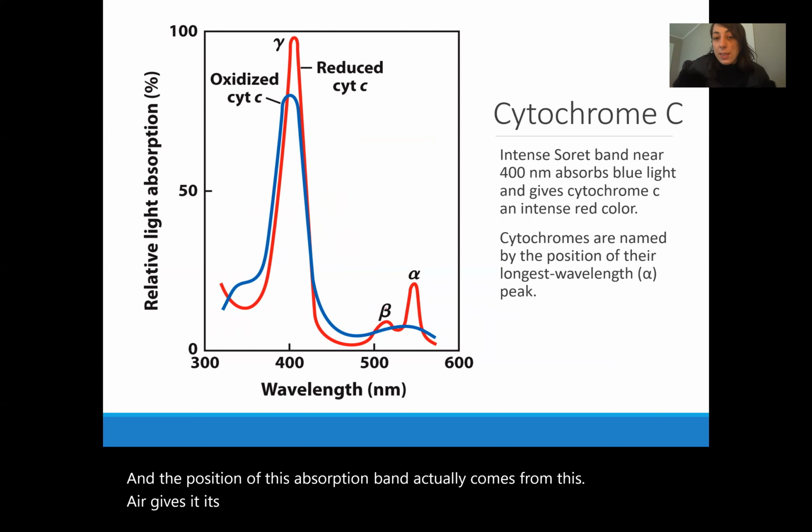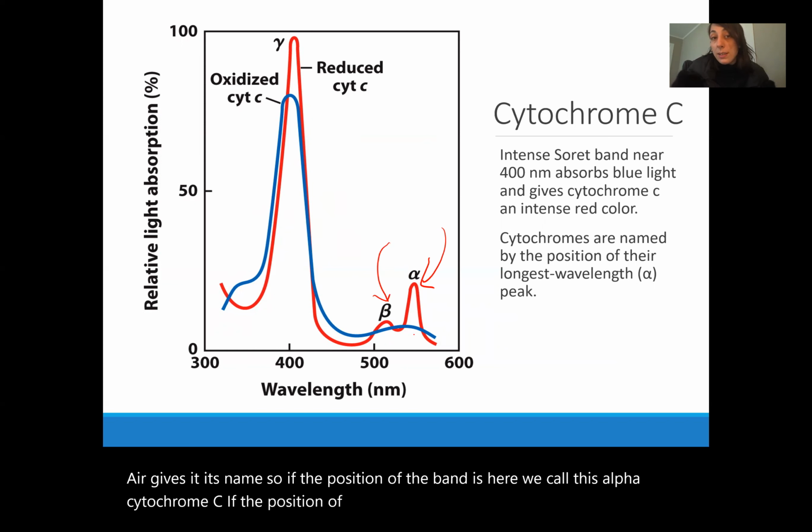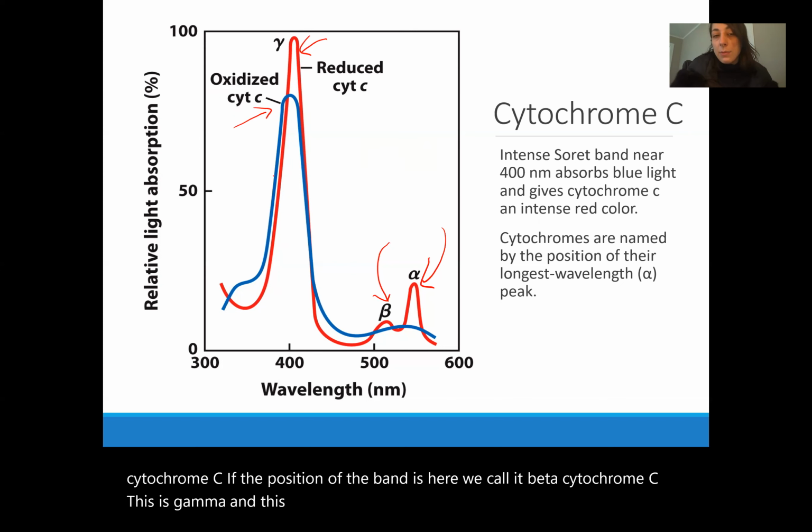So if the position of the band is here, we call this alpha cytochrome C. If the position of the band is here, we call it beta cytochrome C. This is gamma, and this is the reduced form of cytochrome C.